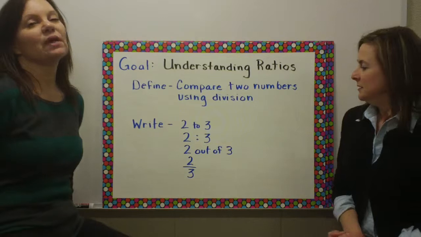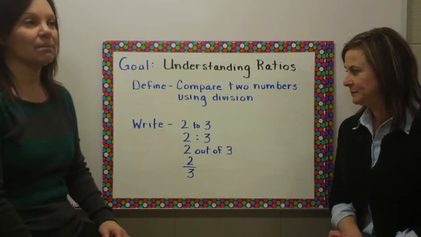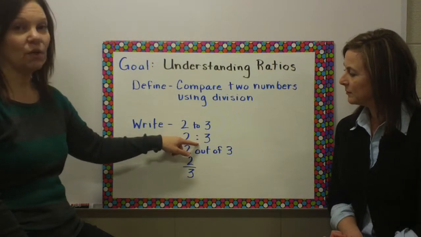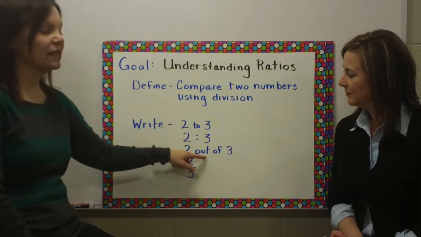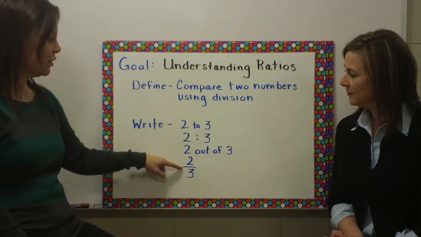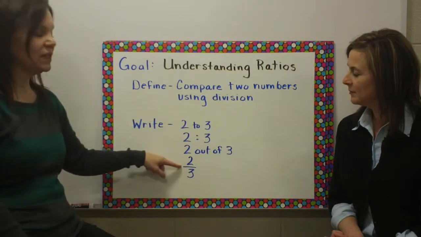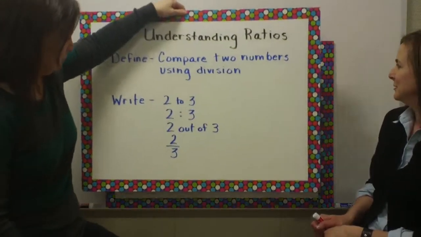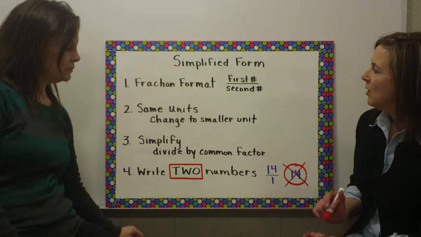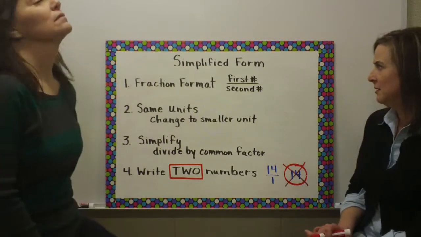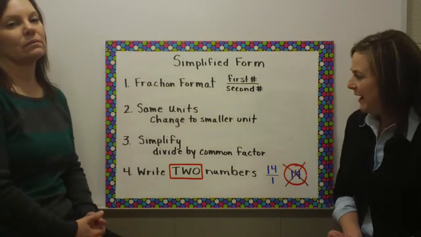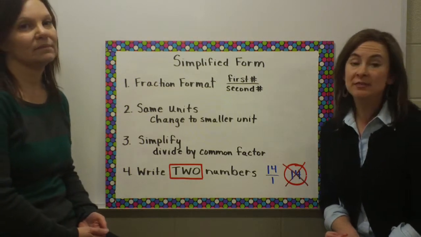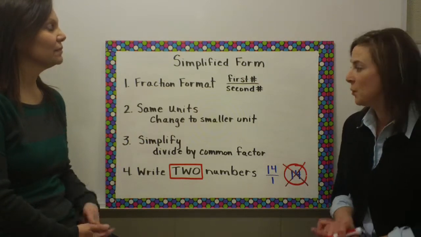There are several ways that you can write ratios, so we have some samples here. You could use the word to. You can use a colon. You can use a phrase out of. And of course, with our division, you can use the division bar. When writing ratios as a fraction, you always want to make sure that you write them in simplified form.